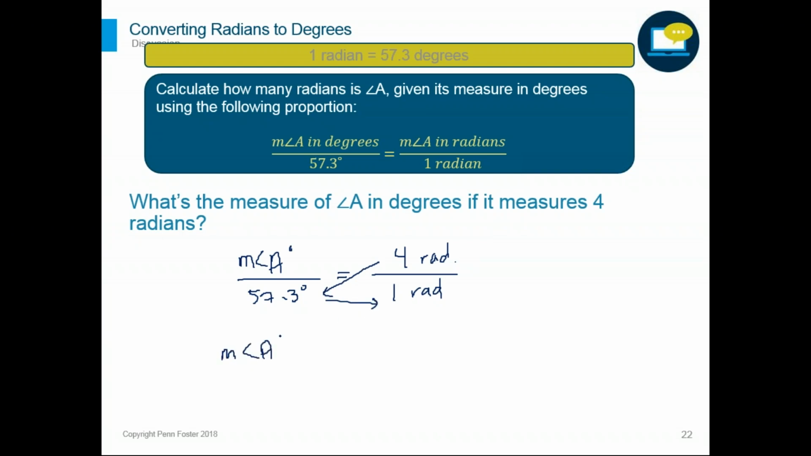The measure of angle A in degrees equals 4 times 57.3 degrees divided by 1, which is the same as 4 times 57.3. Use your calculator, and that will give you 229.2 degrees. So 4 radians is equivalent to 229.2 degrees. Any questions?